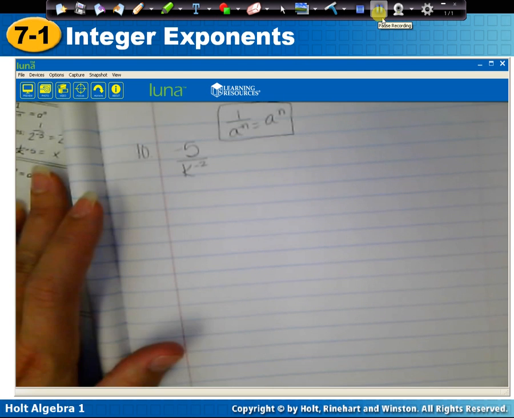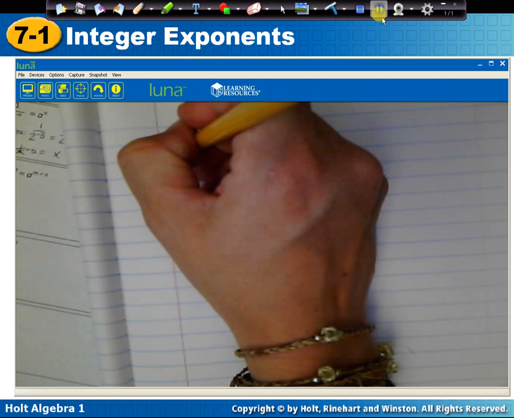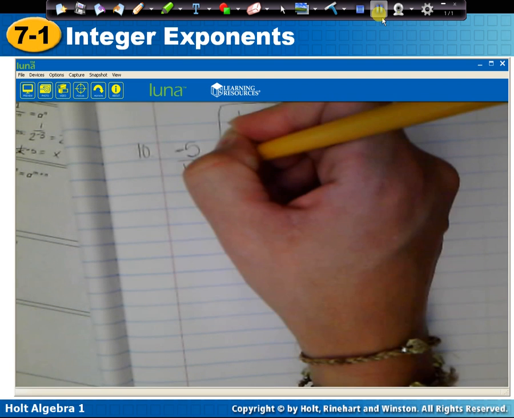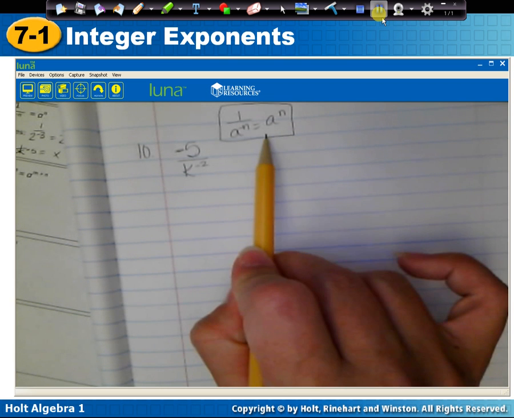Okay, we're going to look at number 10. Number 10 has some similarities to the last one you looked at. If you want to go ahead and try number 10 on your own, you're welcome to do so. It is -5 over k to the -2, and the property again that we're looking at is 1 over a to the -n equals a to the n.